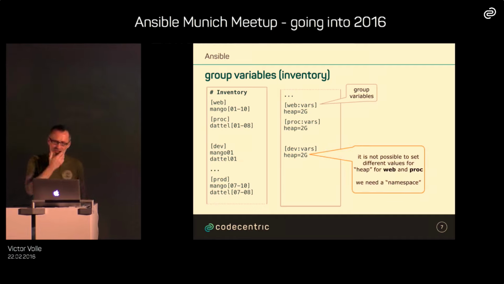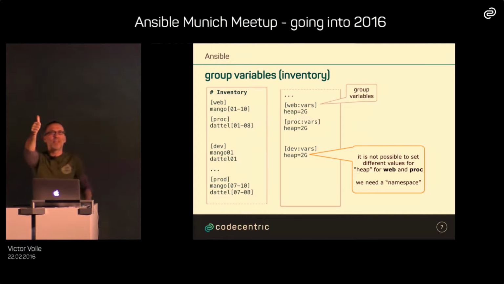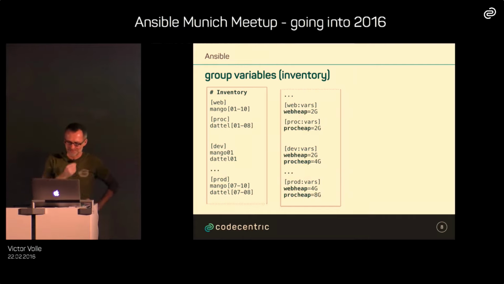It's a little bit difficult. How would I want to do that for web and proc? How can I just define that I want to have in development a different heap for web and a different heap for proc? I have just one name. I have to split these names into two. So let's do that. So I have a web heap and I have a proc heap and so on.